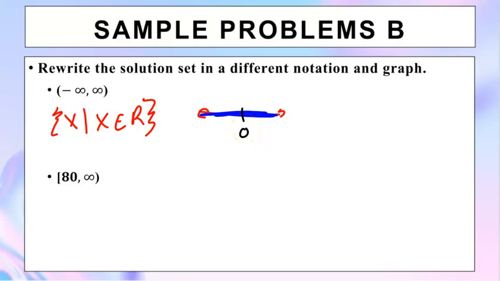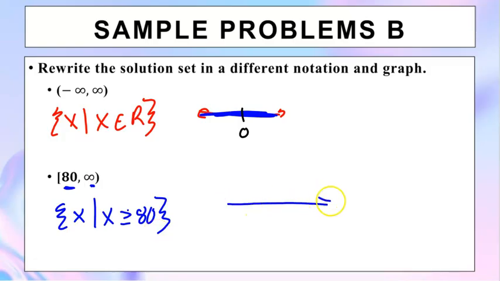This one, 80, and so it has to be greater than or equal to 80. So this is the smallest side, and this is the biggest side. So if I put this in set builder notation, this would be x such that x is greater than or equal to 80. And then if I put this on a number line, I have this as 80. It can equal 80, so this is a filled-in circle at 80, and then it has to go to the right.